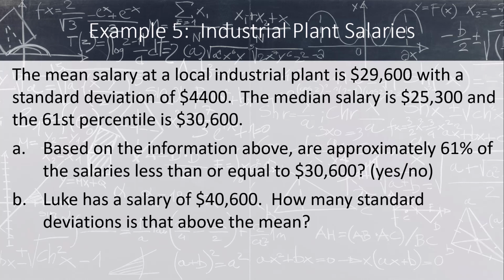So here's what we have. The mean salary at a local industrial plant is $29,600. That is the average, with a standard deviation of 4,400. So we can use that to compute z-scores. The median salary is 25,300, and the 61st percentile is 30,600. I should have said 25,300.